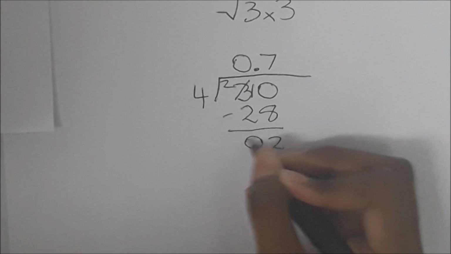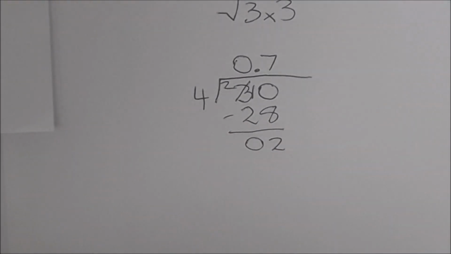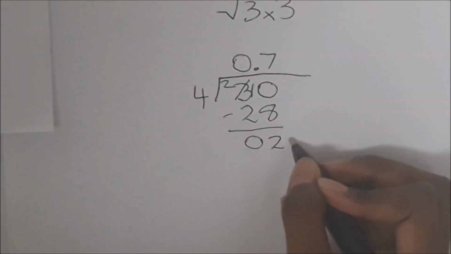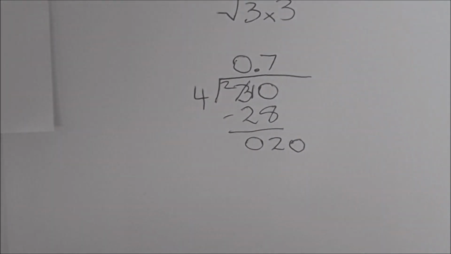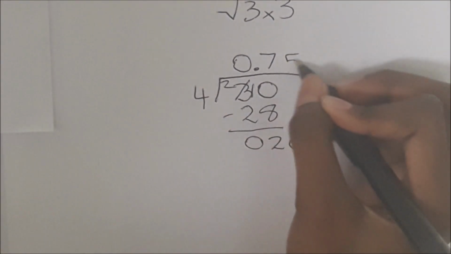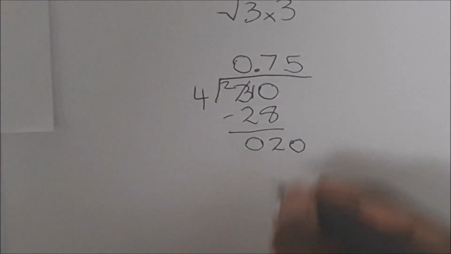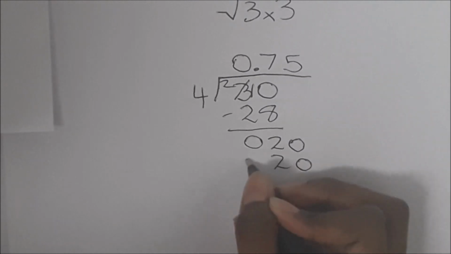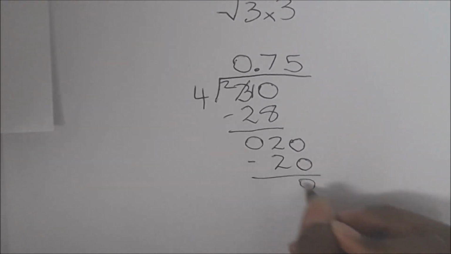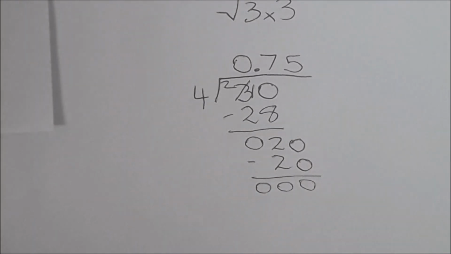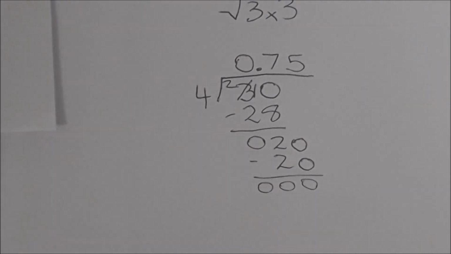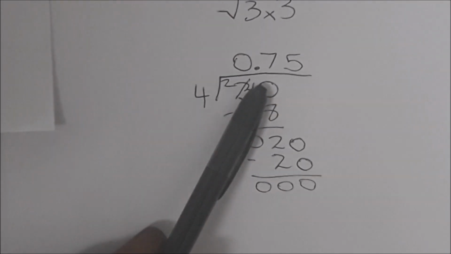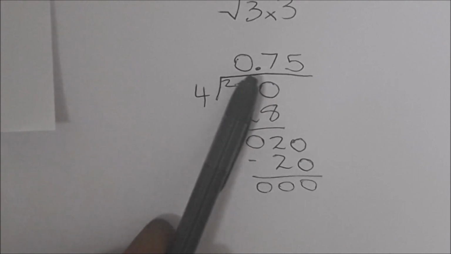You're left with 2. And you add a 0 to the 2. So now you say 4 into 20. 5 times. Put the 5. Put the answer under the 20 and subtract. 4 times 5 is 20. Once you get zeros, it means you're done. Okay? So that's how you can divide and find the answer. 0.75. Very good.